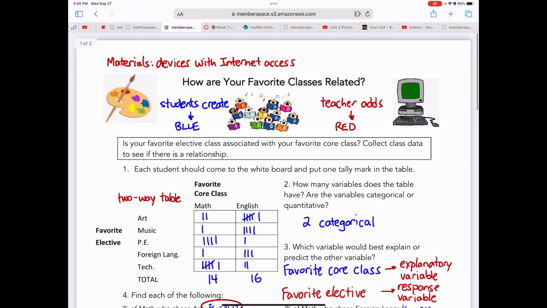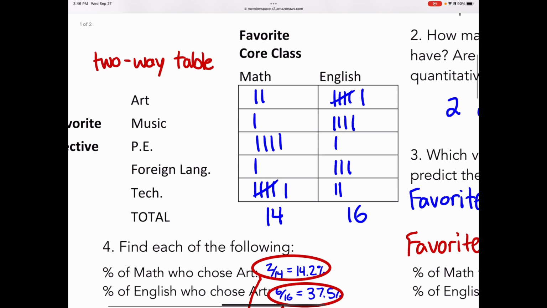Okay, so the first thing we do in class is I ask everybody what your favorite classes are. If you like math versus English, you have to choose one, and then your favorite elective: art, music, PE, foreign language, technology. And then, of course, we add the data together. So this is the data that I'm going to be using for our example.